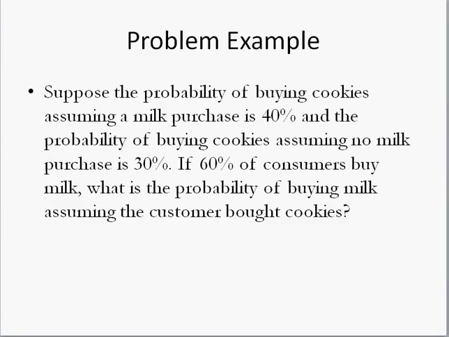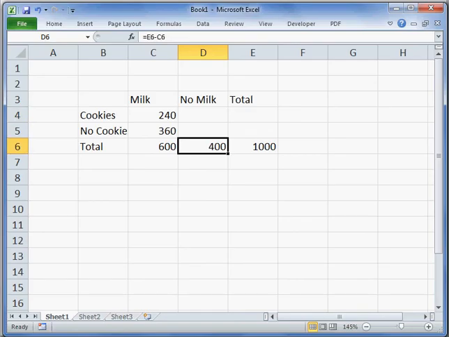In the non-milk purchasing population, only 30% bought cookies, so we get 30%, and this is the difference. So we have 120 customers buying cookies, 280 customers buying milk cookies, and now we can get our row totals. So we have 360 total buying cookies and 640 total buying milk cookies.